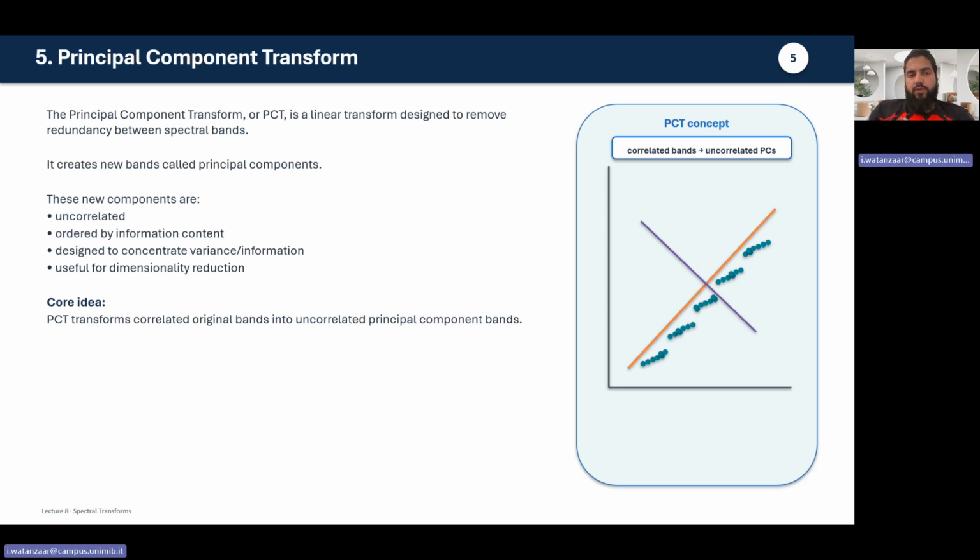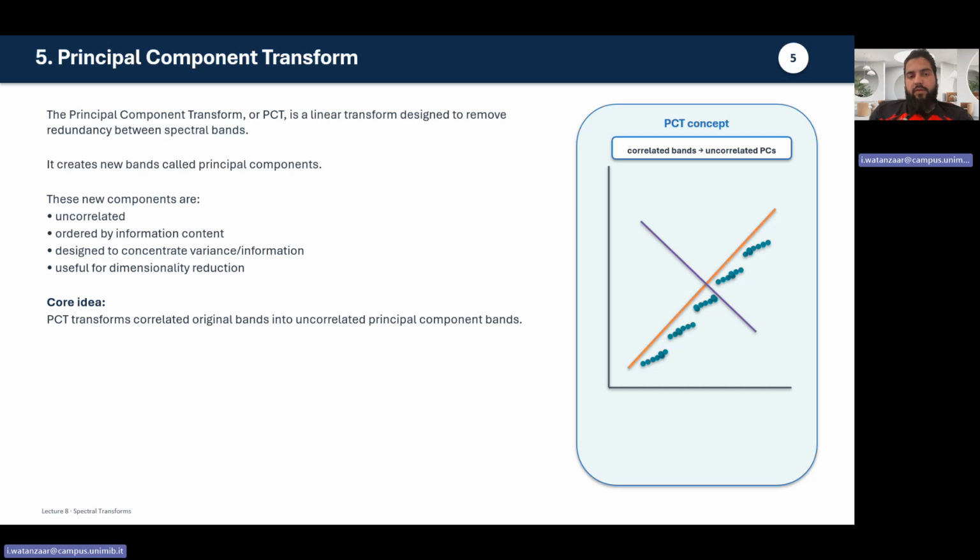Now here we are going towards the need, so we need to study the principal component transform. The principal component transform, or PCT, is a linear transform designed to remove the redundancy between the spectral bands, and it creates new bands called principal components, and these components are uncorrelated. As we discussed previously, in the covariance matrix, in the diagonal we have the variance of the bands, and in the off-diagonal we have the covariance of the bands. I mean they have covariance with each other.